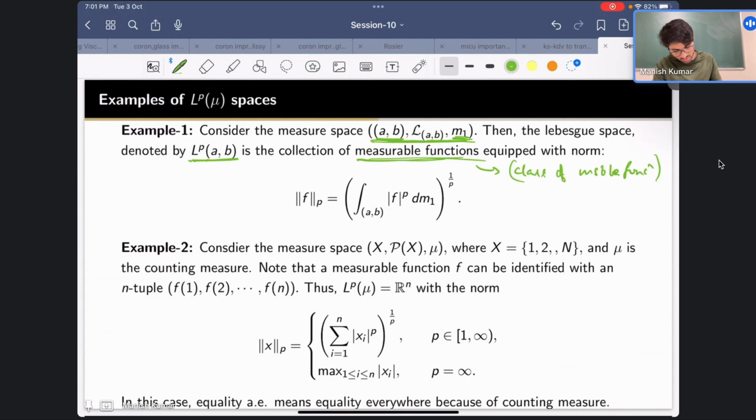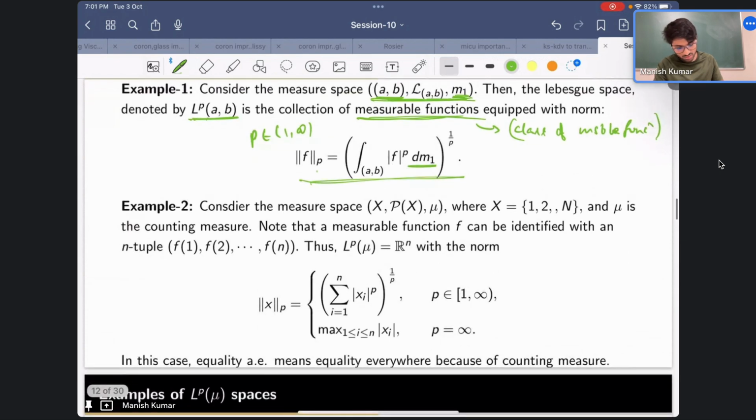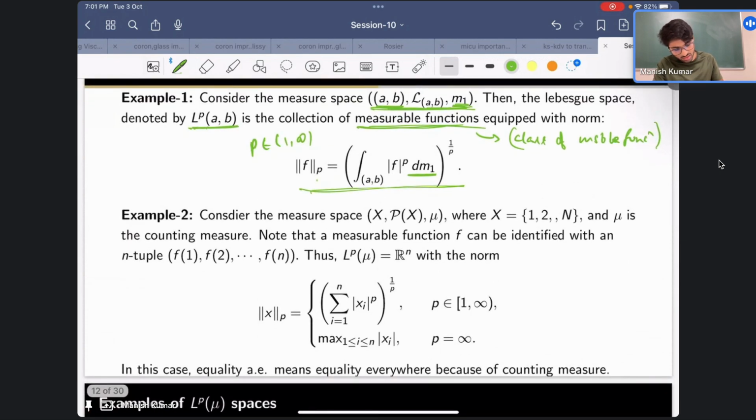And this is the norm we define on this space. This is the usual way we have defined it so far. Here p is in [1, infinity). So here we are just taking the Lebesgue measure, nothing special. But the next example is quite interesting. Now consider X equal to {1, ..., n}, so just 1, 2, 3, 4 till n in X. This is a subset of the natural numbers. You consider the power set of X as the sigma algebra, and mu is the counting measure.